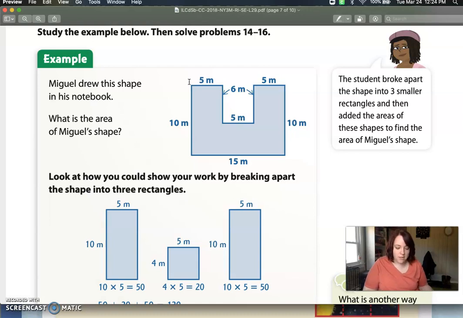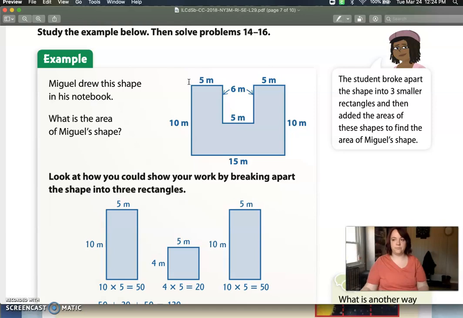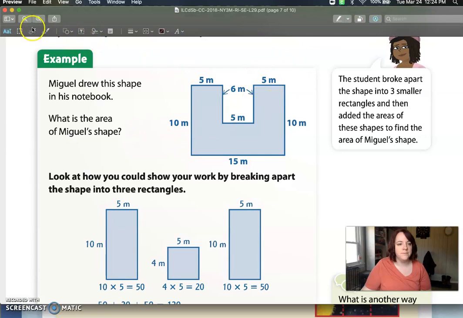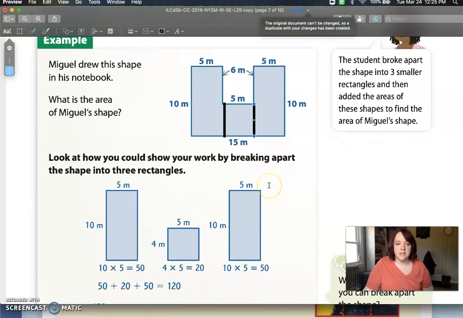Now, it wants us to look at how we are going to break this apart. It says, look at how you could show your work by breaking apart the shape into 3 rectangles. Well, I did just that. If you can see it, I drew the dotted lines right there. Now, I'm going to show you here with the pen how they did it. They broke this line, boom, just like that. Now, let's scroll down a little bit and look to see what else they did.